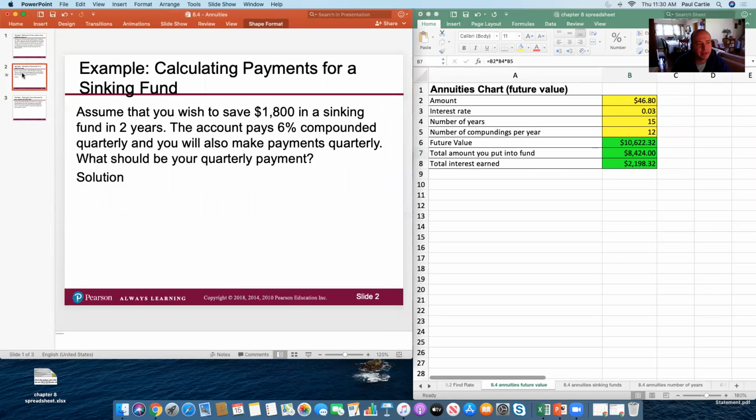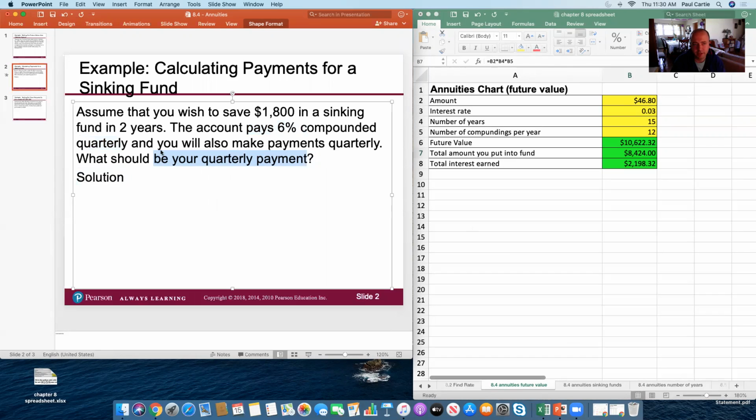Next, let's look at this example where we're calculating payments for a sinking fund. It says assume that you wish to have $1,800 in a sinking fund in 2 years. So 2 years from now, I need $1,800. Maybe I'm using it as a down payment for a car. You get 6% compounded quarterly, and you make your payments quarterly. In all the problems, we have the same payments quarterly and compoundings quarterly. It'll be the same for both. And it says, what should your payment be?